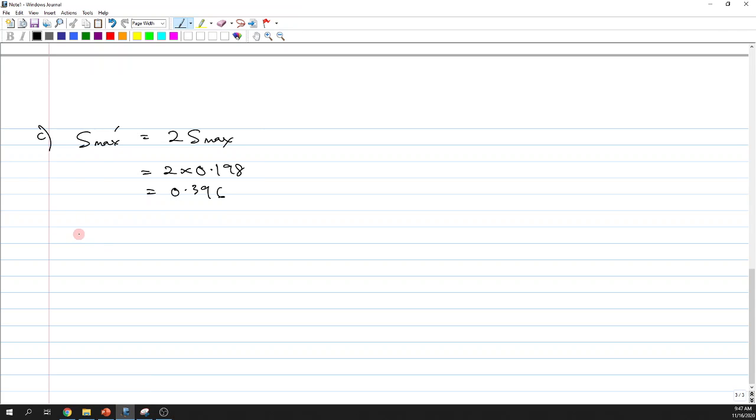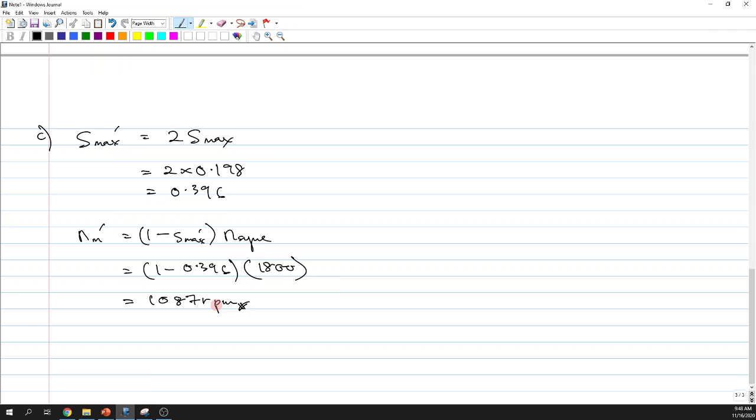Then they ask about the speed. So you just use the formula, Nm prime is equal to bracket 1 minus S max prime, times the N sin. So 1 minus 0.396 times 1800. So this one is equal to 1087 RPM.